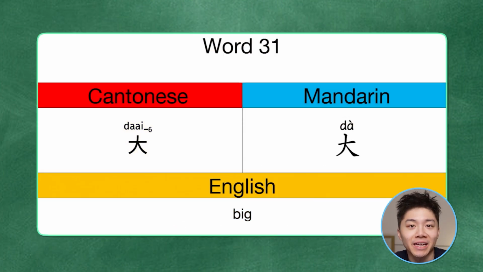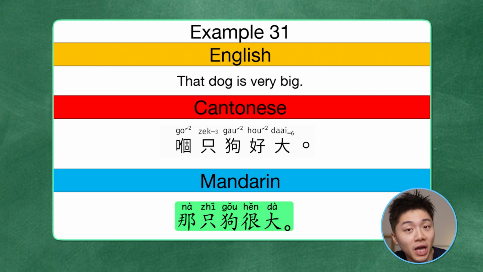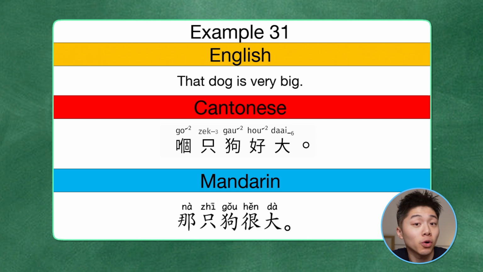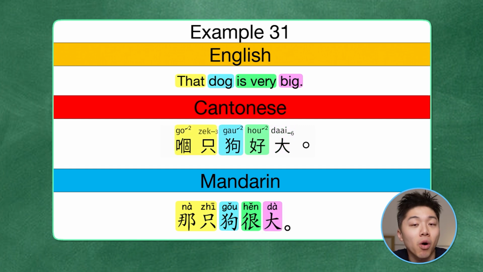Our next word we have is big. In Cantonese, it's 大. In Mandarin, it's 大. So for example, that dog is very big. In Cantonese, it's 嗰隻狗好大。In Mandarin, it's 那只狗很大。So let's break it down. 嗰隻 means that. In Mandarin, it's 那只. And then 狗 is dog in Mandarin, 狗. In Cantonese for very, it's 好. In Mandarin, it's 很. And then 大 means big. So 嗰隻狗好大,那只狗很大。That dog is very big.